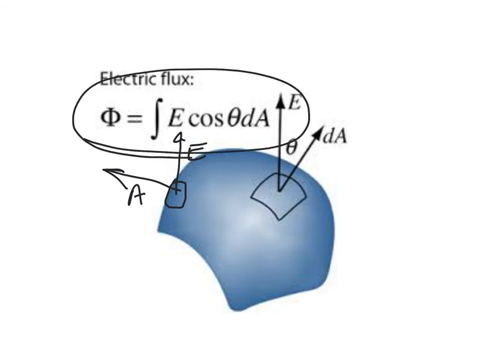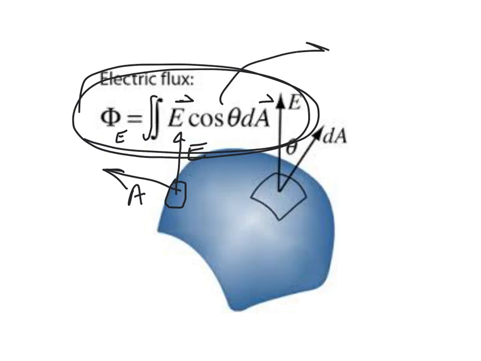And so the most general definition of electric flux is really a surface integral. Electric flux is the surface integral of E cosine theta dA, where theta is the angle between the E vector and the A vector. Actually, this has a Calc 3 shorthand notation. We talked about the dot product before.